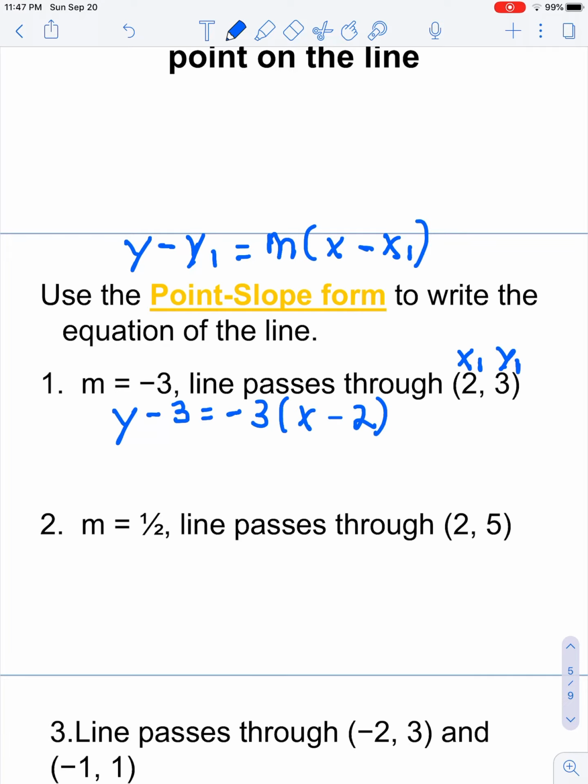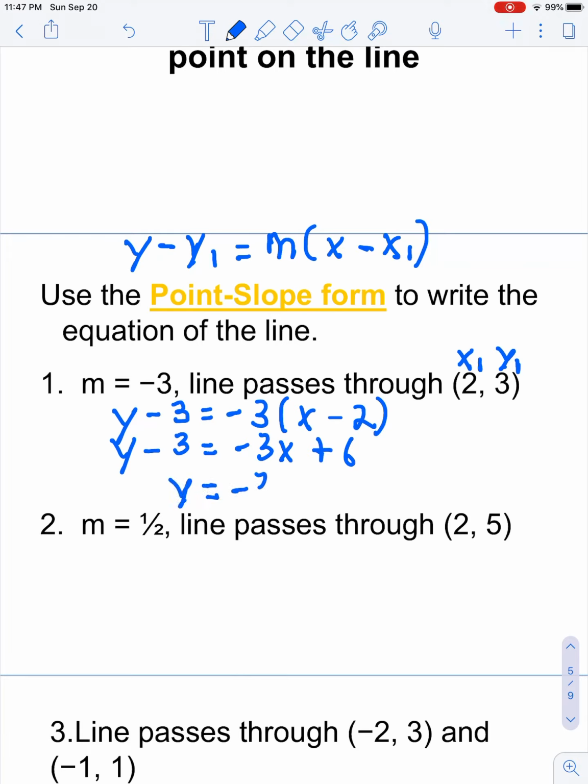I can't leave my answer in this form. We need to simplify by distributing on the right side and then by rewriting our final answer in slope-intercept form. So I distributed the -3, which gives me -3x plus 6. Then I'm going to add 3 to both sides, which adding +3 here is not a big deal. And we get y equals -3x plus 9.